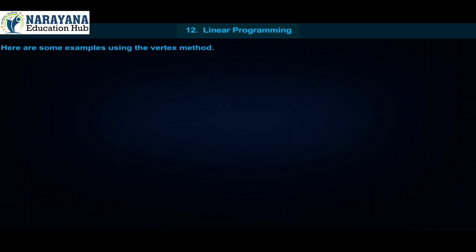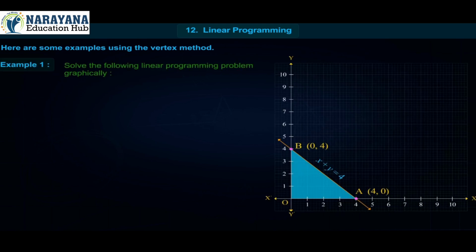Here are some examples using the vertex method. Example 1. Solve the following linear programming problem graphically. Maximize Z is equal to 3x plus 4y, subject to constraints x plus y is less than or equal to 4, x is greater than or equal to 0, y is greater than or equal to 0.